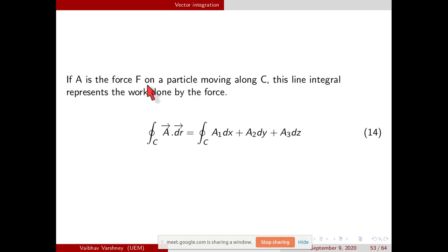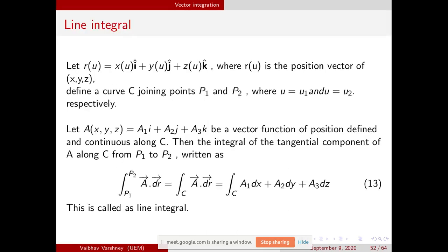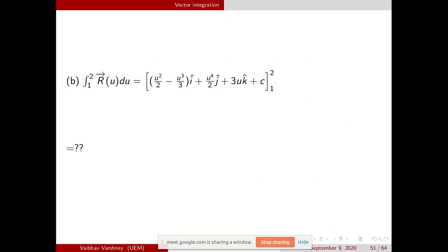Work done. Yes, ask. For the definite integral, in that case will there be any constant? No. See, this c will cancel out. When you subtract the upper limit and lower limit, this is c minus c, so it will be 0. Okay.